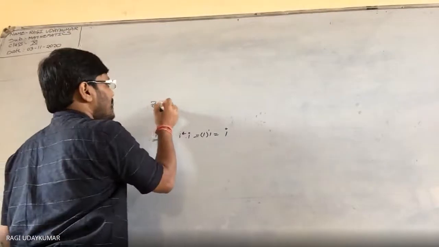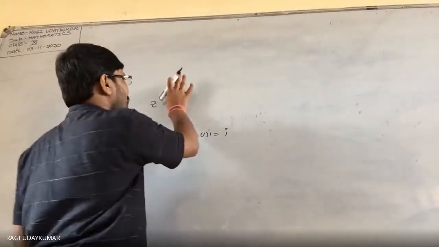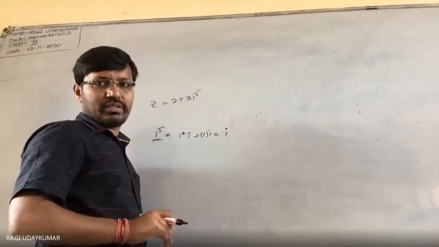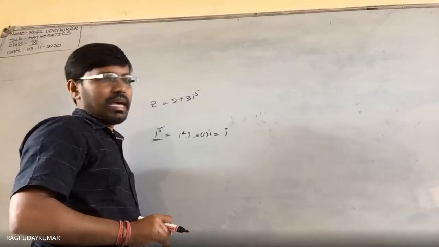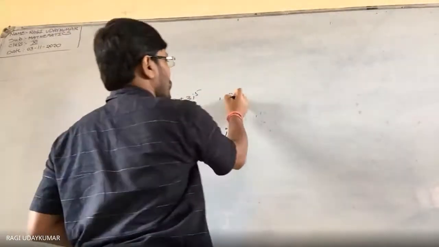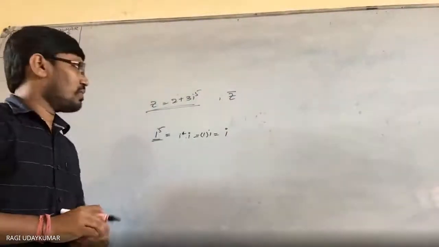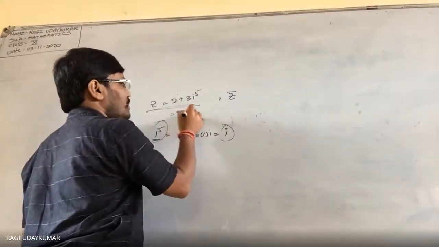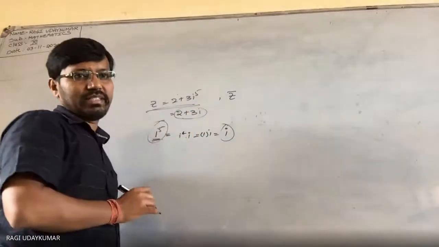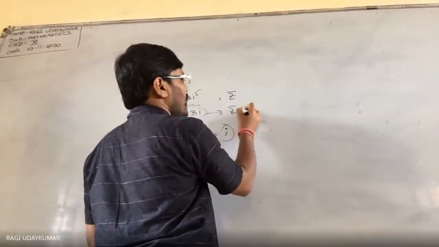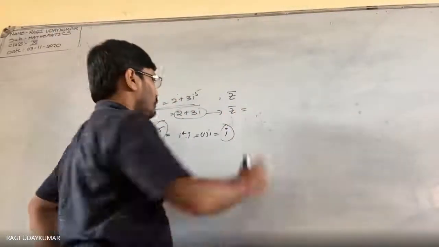Suppose I am asking that z is equal to I to the power of 5, or 2 plus 3 I to the power of 5. What is the conjugate of this complex number? I am asking you to find the conjugate. Now here, 2 plus 3 I to the power of 5 can be written as 2 plus 3I, since I to the power of 5 is nothing but I. This is the general form of the complex number. Now for this, the conjugate is equal to 2 minus 3i. That's all.